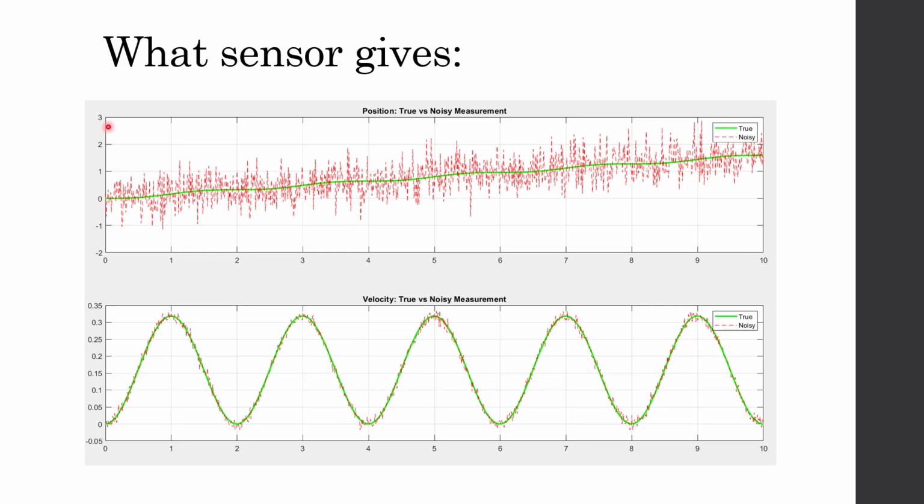So, for example, here in the upper graph, I have position, and the lower graph is the velocity. And the green graphs are the ideal position and velocity, the true values, and in red are the measurements from the sensor. As you see, the sensor is very noisy, but it is centered around the true value.